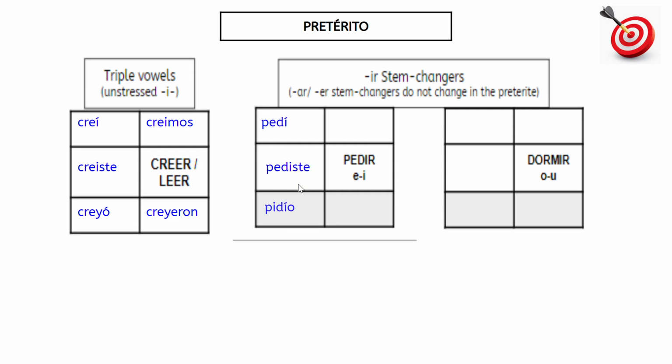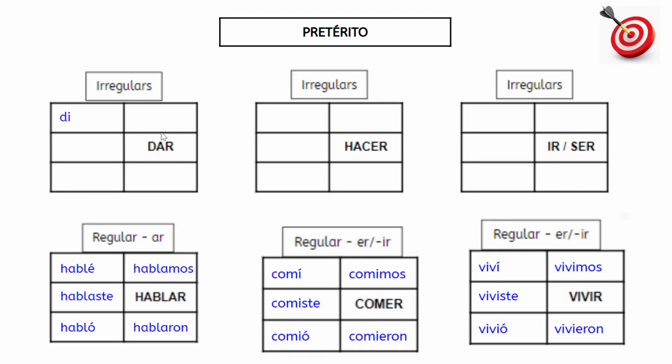When we have our stem changers, we only do a stem change in IR verbs in the preterite. Leave AR and ER alone. E's will change to I's, and O's will change to U's. There's no IE, there's no UE. Okay, these are your example verbs. And then we have our list of irregulars, that just have to be memorized.